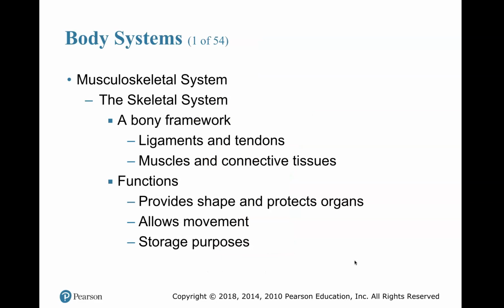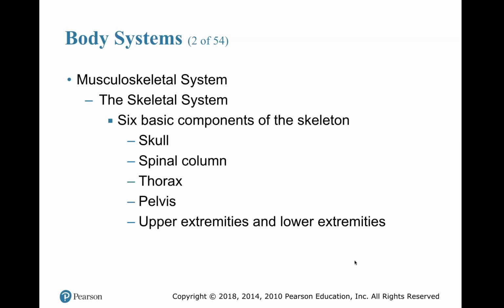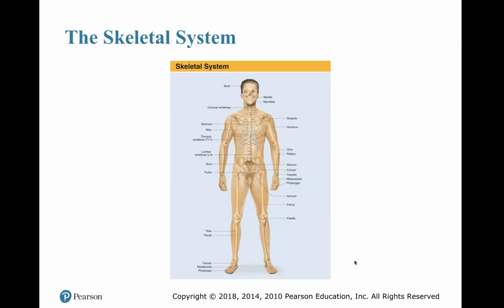All right, the skeletal system is a bony framework, contains ligaments and tendons, muscles, and connective tissue. The functions are to provide shape and protect organs, allow movement, and it has storage purposes as well. 6 basic components of the skeleton: the skull, the spinal column, thorax, pelvis, and upper extremities and lower extremities. And again, there is the skeleton. I have said these words several times to you in this lesson, so you need to go back and study it and know where these are.